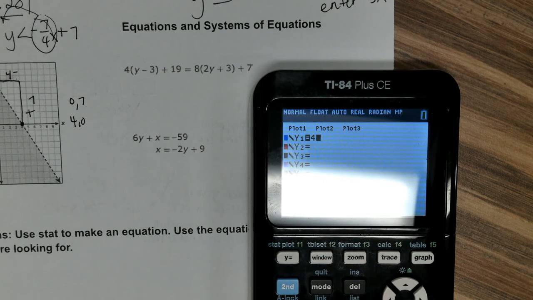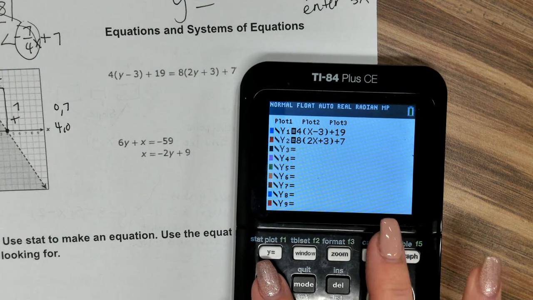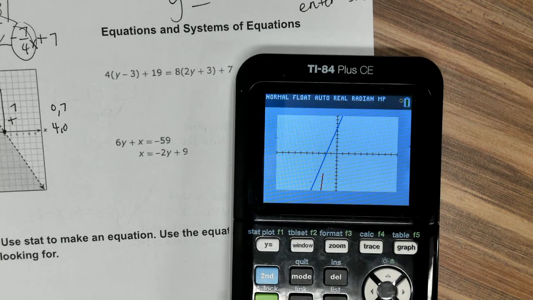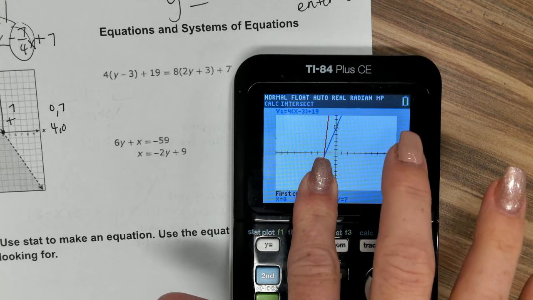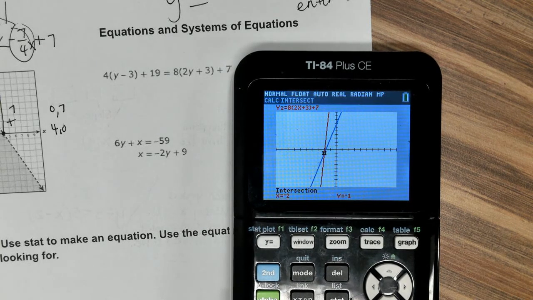Here we go. 4 open parentheses, x minus 3 close parentheses, plus 19. Then my next one is 8 open parentheses, 2x plus 3 close parentheses plus 7. Now what would I hit? Second trace, option 5, wait for it to graph. Can I see the intersection? So it will give it to me. If I can't, I have to fix my windows. Enter, enter, enter. My answer is -2.